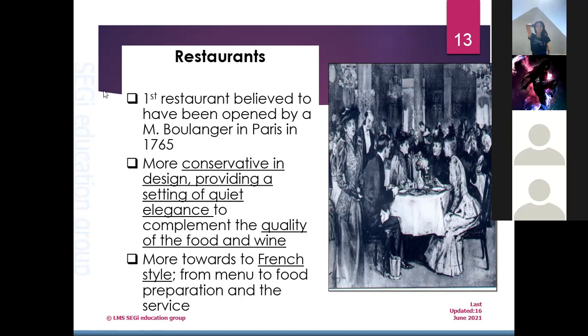Conservative in design biasanya dia akan pakai white tablecloth, white napkin, wooden furniture dan sebagainya. Okay, conservative in design, quiet setting, providing setting of quiet elegance and quality of food and wine. So semua ni adalah ciri-ciri fine dining. French style, more towards French style.